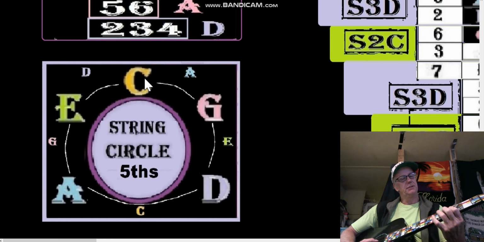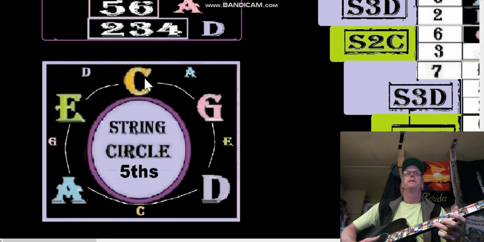Then we go to D string shape 2, 3, 4. Then we go to A string shape 5, 6. Then we go to E string shape 7 root 2. Then we go to C string shape 3, 4, 5. So that's how it works.